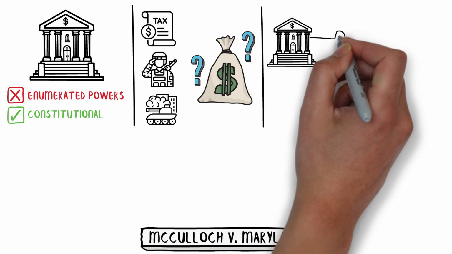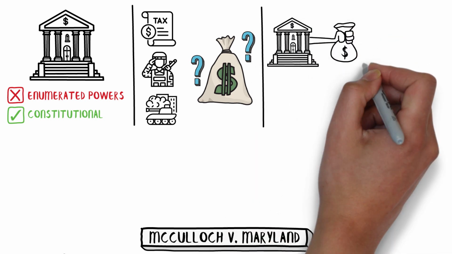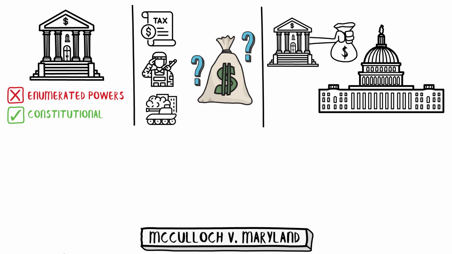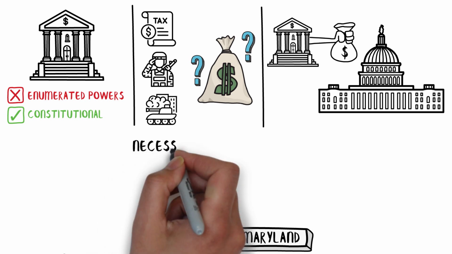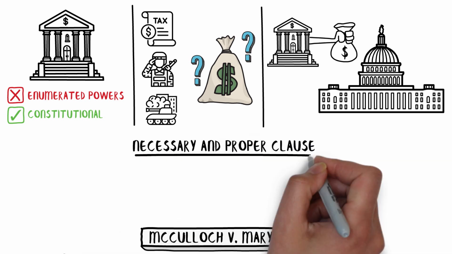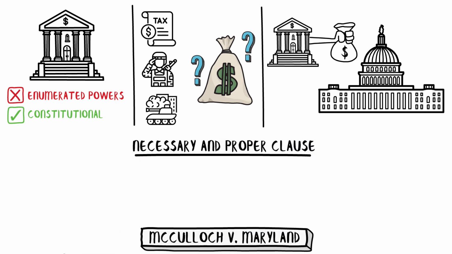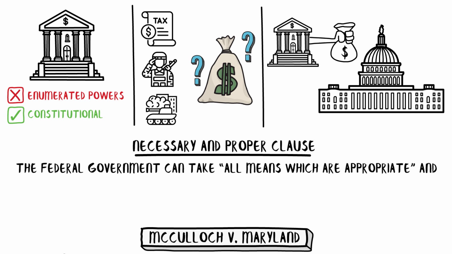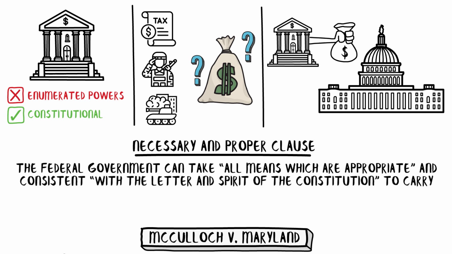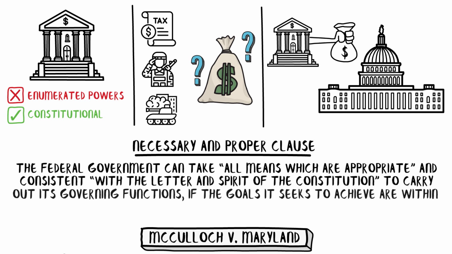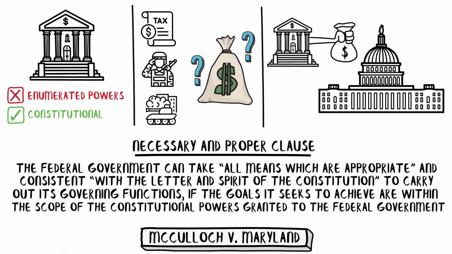Establishing a national bank was one important way the government could ensure that it had the capacity to carry out its enumerated powers. To justify this argument, the court interpreted the Necessary and Proper Clause very broadly. Under the Supreme Court's decision in McCulloch v. Maryland, the Necessary and Proper Clause means that the federal government can take all means which are appropriate and consistent with the letter and spirit of the Constitution to carry out its governing functions, if the goals it seeks to achieve are within the scope of the constitutional powers granted to the federal government.